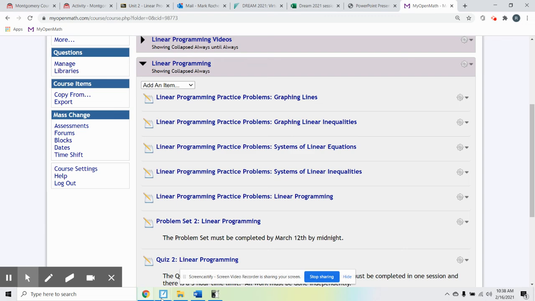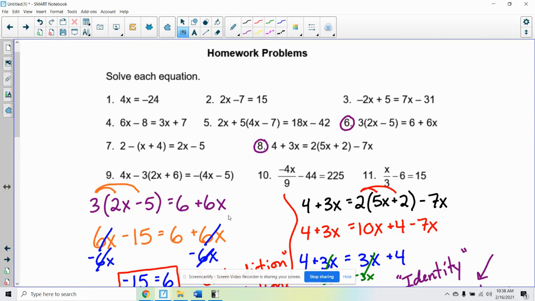I would just say take some time, maybe try some of these other ones we didn't do. And if you get an answer, plug it back in for the variable x and see if it works. If you're confused how to do that, you can always email me with questions.